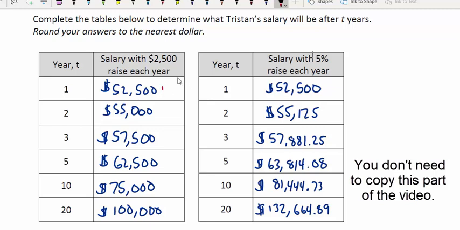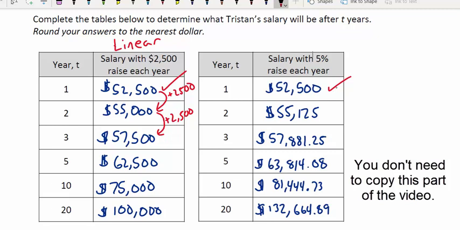Notice after year 1, Tristan would be making the same amount of money. That's because a 5% raise based on a $50,000 salary is a $2,500 raise, which is what he was getting with this company. The difference is, though, since this was linear growth, the method of raising his salary did not depend on the previous salary. They always added $2,500 regardless of what his previous salary was. So the amount of increase is constant. That's the definition of linear, is that the rate of change is constant. It goes up the same amount each year.